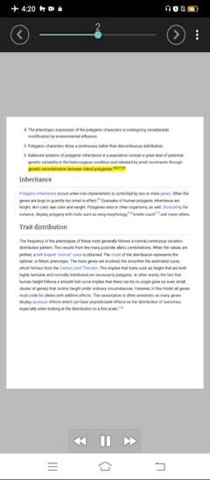Inheritance. Polygenic inheritance occurs when one characteristic is controlled by two or more genes. Often the genes are large in quantity but small in effect. Examples of human polygenic inheritance are height, skin color, eye color and weight. Polygenes exist in other organisms as well. Drosophila, for instance, display polygenic traits such as wing morphology, bristle count, and many others.